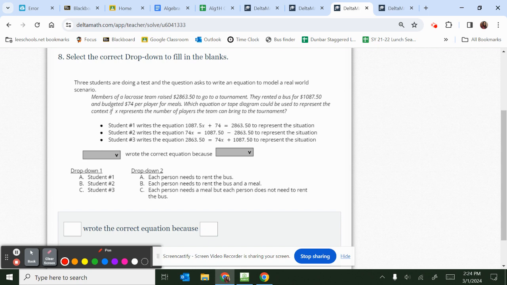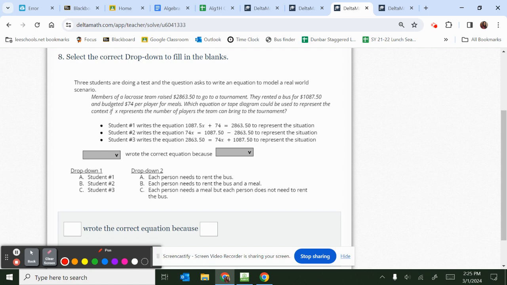The members of a lacrosse team raised $2,863.50 to go to a tournament. They rented a bus for $1,087.50 and budgeted $74 per player for meals. Which equation or tape diagram could be used to represent the context if X represents the number of players the team can bring to the tournament?